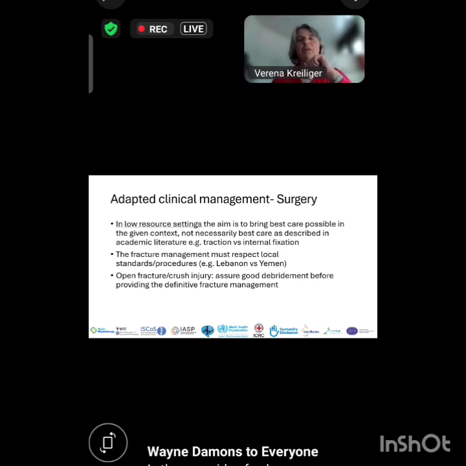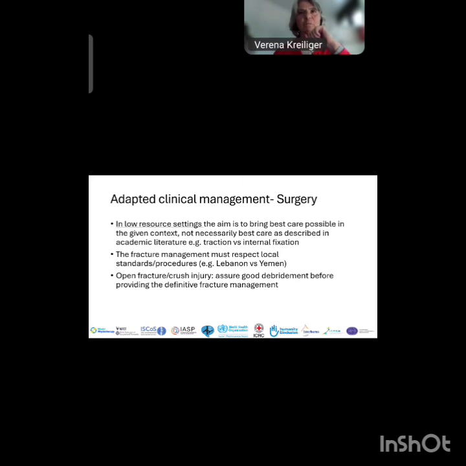Very crucial from the surgical side, in particular in open fractures and in crush injuries, is to assure that there is very good debridement done before providing any definitive fracture management. So as I said before, the very important and crucially important initial part of the management of the patient is to ensure that the wound is really well debrided and there is no risk of infection before we actually deal with the fracture.